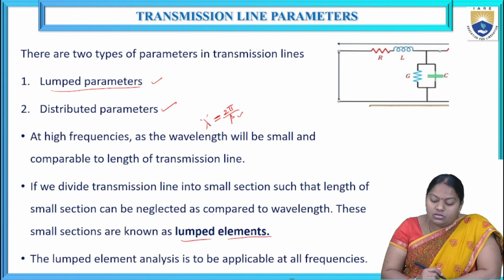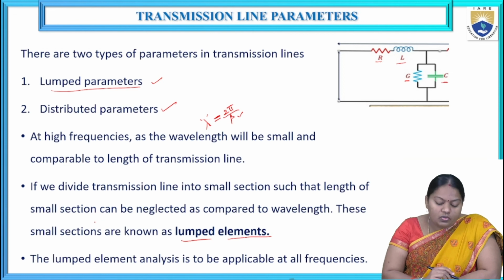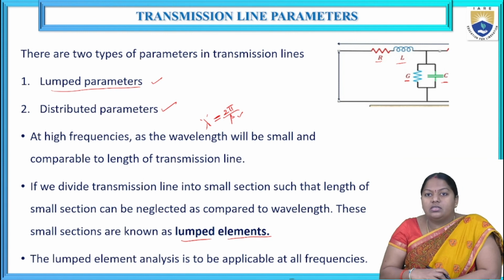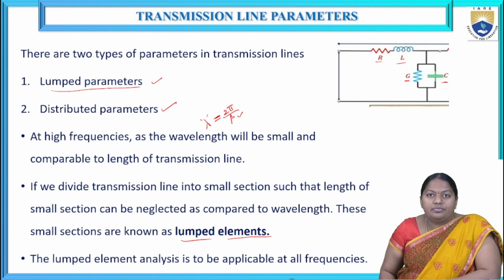And what does it consist of? The primary constants of a transmission line. So what are the primary constants of a transmission line? Resistance R, inductance L, conductance G, and the capacitance C. Okay. So lumped elements consist of all the primary constants of a transmission line. The lumped element analysis is applicable at all frequencies. This small section equivalent circuit is applicable for all frequency ranges.